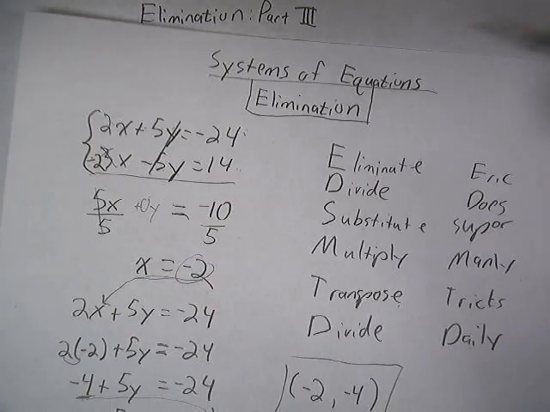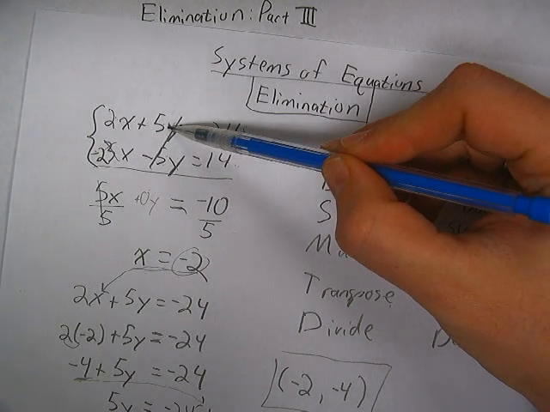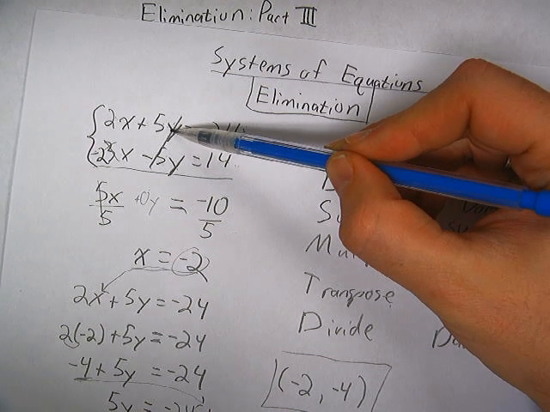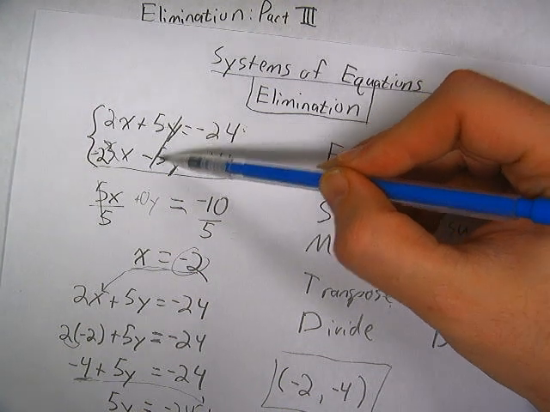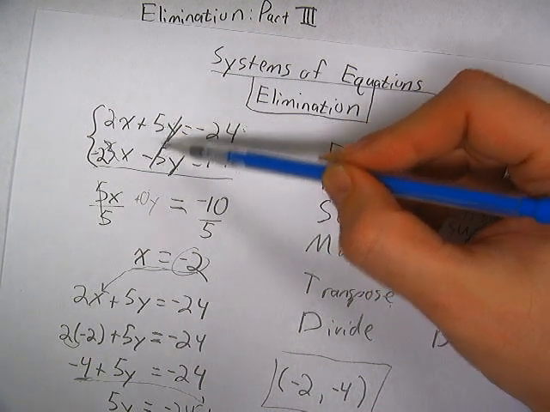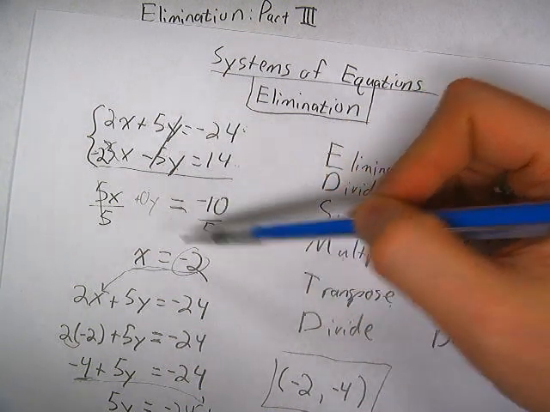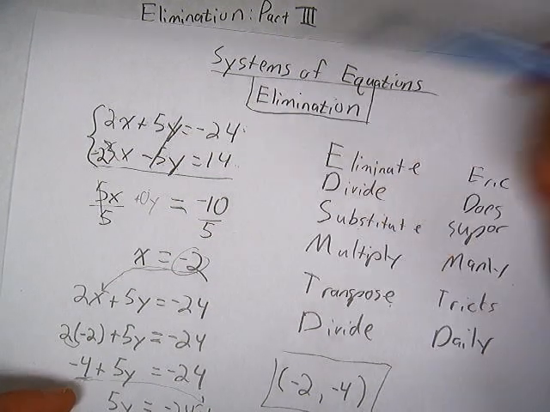The first one that we covered, we had one of the variables, in this case the y, where they had the same coefficient with different signs. That made it so that whenever I added them together, I would get my 0y. That's the purpose of elimination, is to make that happen.